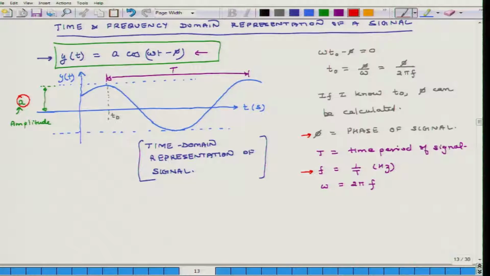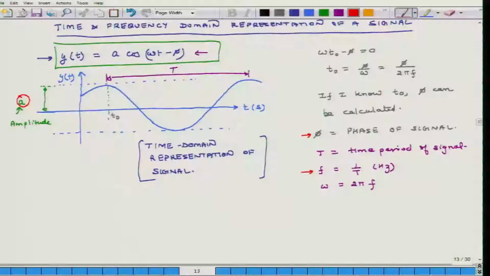So, if I know that there is a harmonic signal, and for that harmonic signal I know its amplitude, its phase and its frequency, I know everything about this signal. Okay. So, here I have the time domain representation of the signal. I use one graph to depict all this information. This is the depiction of T, which is the inverse of f. T naught will help us calculate phase, and amplitude is there explicitly in the graph.